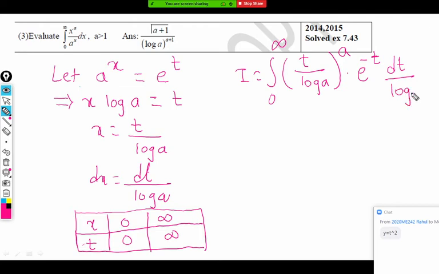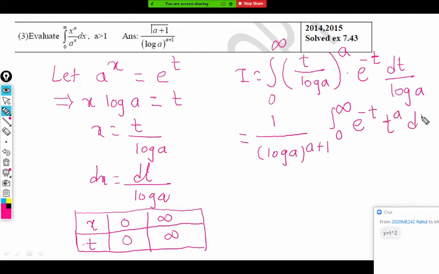This is the conversion. We converted from variable x to the variable t. Now let me take all constant terms outside the integral. This is log a raised to a and this is log a raised to 1. So we can write log a raised to a plus 1, which is outside the integral, and we are left with the integral from 0 to infinity of e raised to minus t, t raised to a dt.